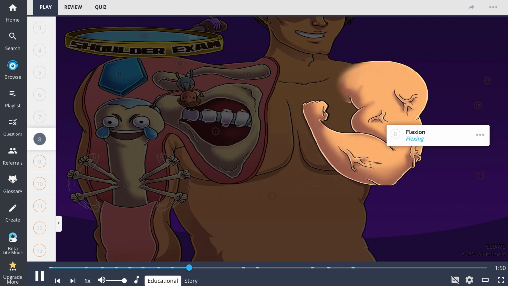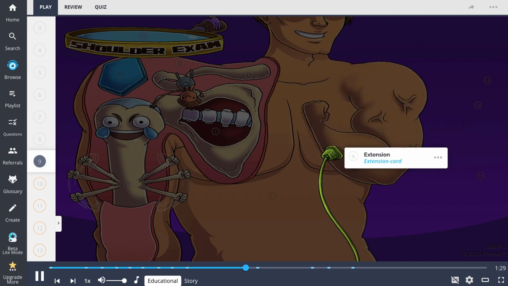Once we know where everything is in the shoulder, we need to know how the shoulder moves. Thus, the next step is testing range of motion. First, we must test the flexion of the shoulder, as represented by our strongman flexing his muscles. Normal flexion is 180 degrees and is tested by raising the shoulder to the front.